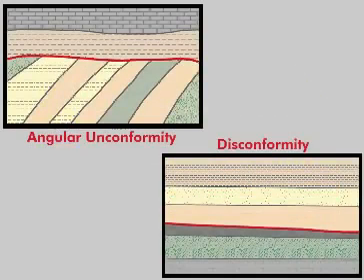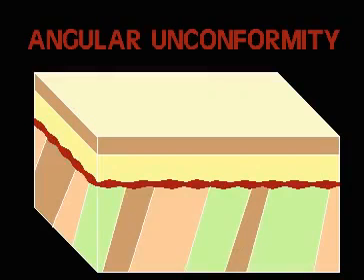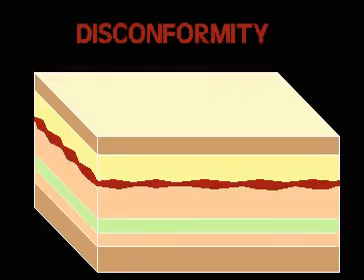Unconformity is a surface that separates two rock units and marks a break in the deposition of sediments. This break in deposition leads to a lack of continuity between the rock strata. Angular unconformity and disconformity are the most common kinds of unconformities found in nature. In angular unconformity, the formations on opposite sides of it are not parallel. A disconformity is an unconformity in which formations on the opposite sides of it are parallel.